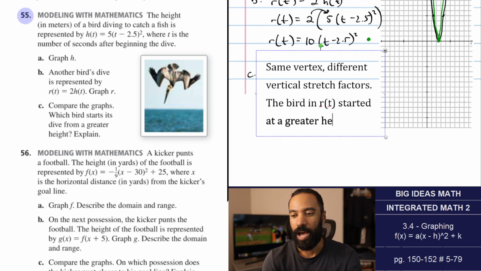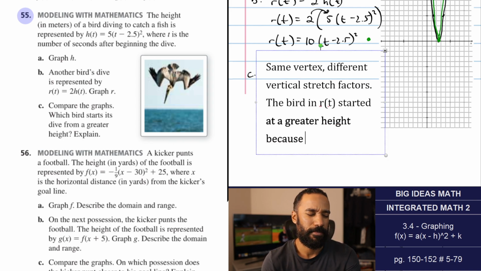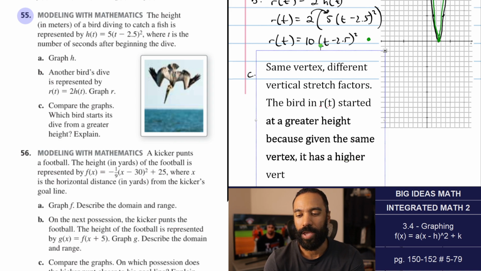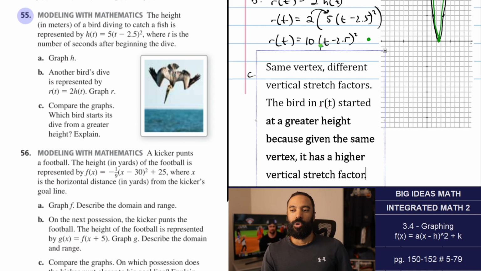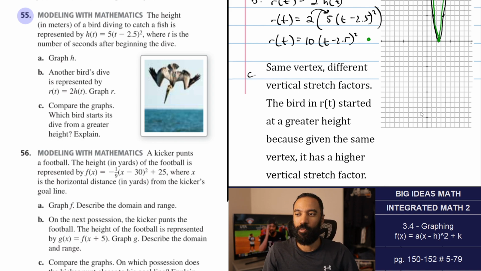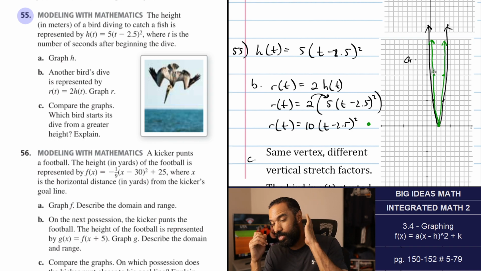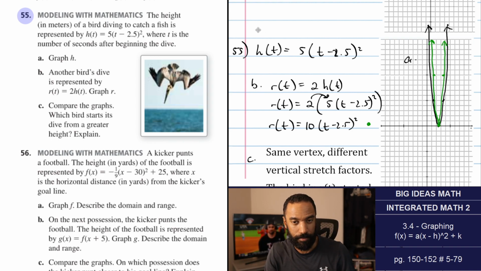They say explain. This is because, given the same vertex, it has a higher vertical stretch factor. We have to make sure that we understand that what we're saying is at some x we have taller y's. So at x equals 1.5, we have a y here of 5 and a y here of 10. We have taller y's in general. It's at double the height of the other one. That's what the 2 kind of means there.